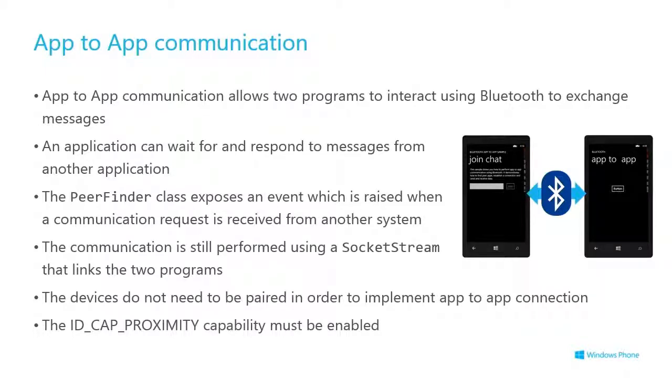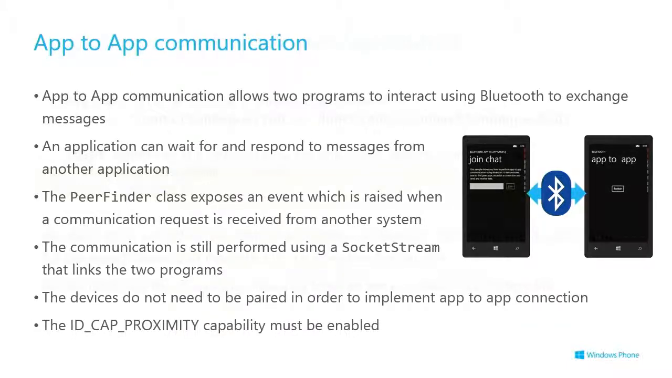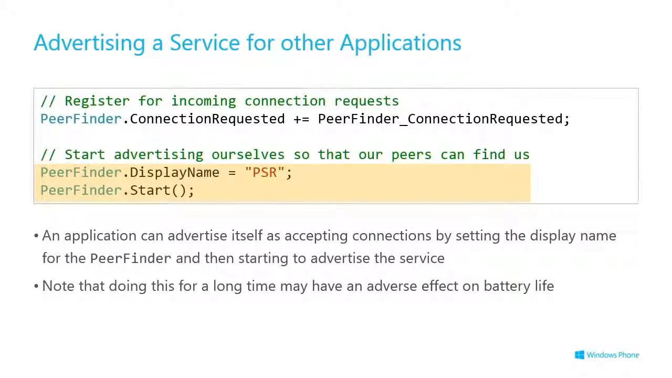You still get a stream socket. It says socket stream. You get a stream socket that links the two programs, and then again, it's up to you to implement that protocol on the wire, on the wireless, in fact. So in this case, what you do is, first of all, you need to hook up an event handler for the connection requested event. So that's where somebody else is requesting to connect to you.